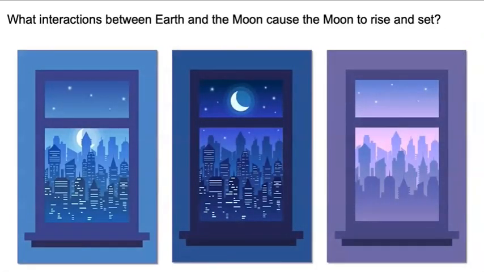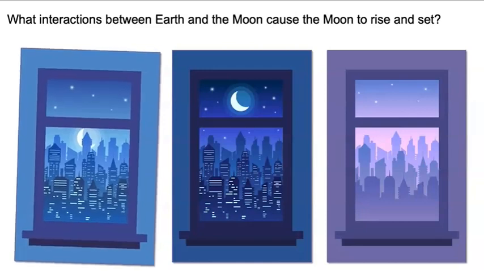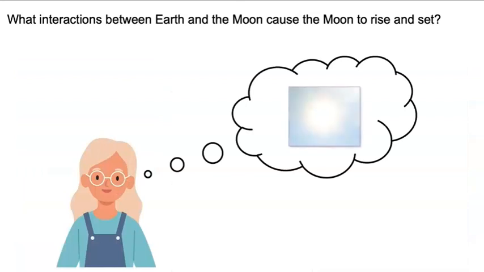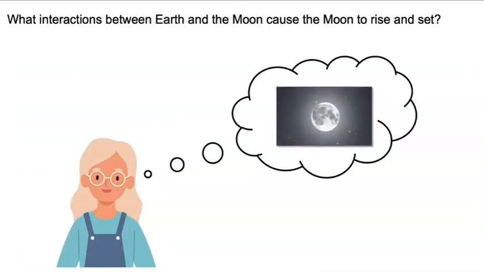What interactions between Earth and the moon cause the moon to rise and set? Well, we learned that the rotation of Earth causes the sun to appear to rise and set. And we've seen that the moon appears to move east to west, just like the sun does. Do you think Earth's rotation is also responsible for the moon's apparent motion? I think so.